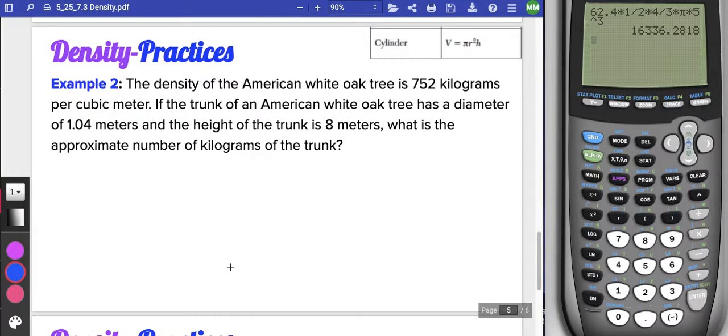Next question says the density of the American white oak tree is 752 kilograms per cubic meter. Again, this is just a unit for the density. Let's not focus too much on this. It also says if the trunk of the American white oak tree has a diameter of 1.04 meters and the height of the trunk is 8 meters, what is the approximate number of kilograms of the trunk?